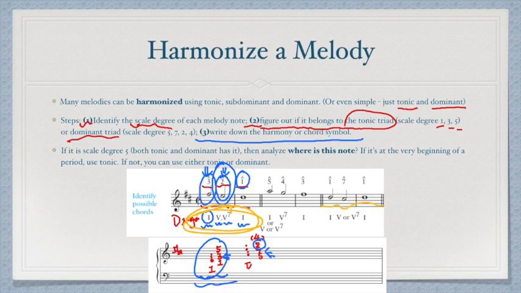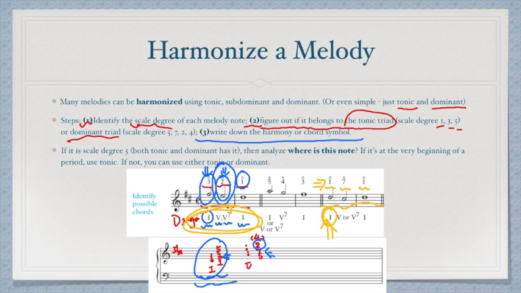This is the melody. These 3 notes are a very simple melody, right? How do we harmonize this very simple melody? First step, write down all the scale degrees in D major. So it's going to be scale degree 1, scale degree 7, and then scale degree 1. And step 2, figure out if it belongs to the tonic triad or dominant 7th. So of course, this scale degree 1 belongs to only the tonic triad.